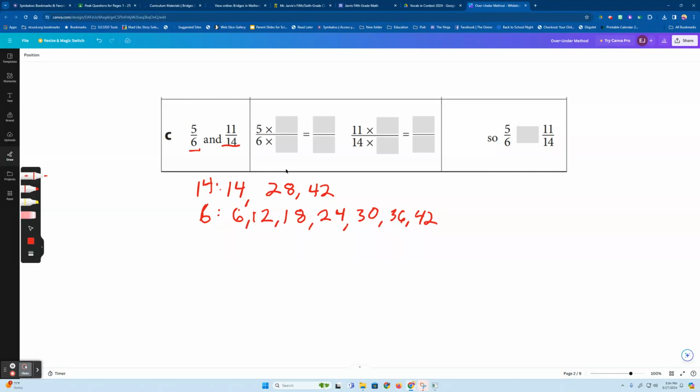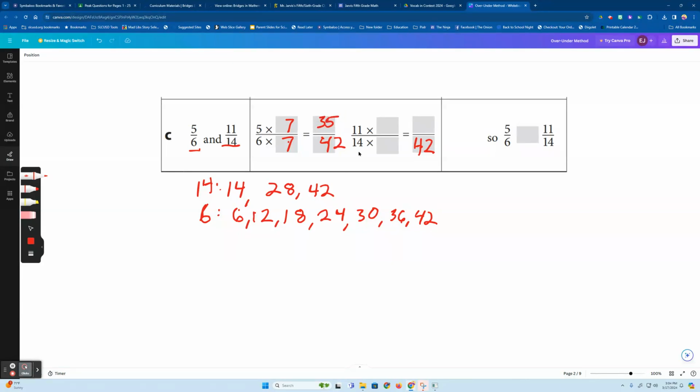Okay, so let's go ahead and work this out now. My common denominator is going to be 42. So what do I multiply this 6 by to get 42? I multiply it by 7. So if I multiply the numerator by 7, I'm essentially multiplying 5/6 times 1. 7/7 is 1. And I get 35/42 up here.